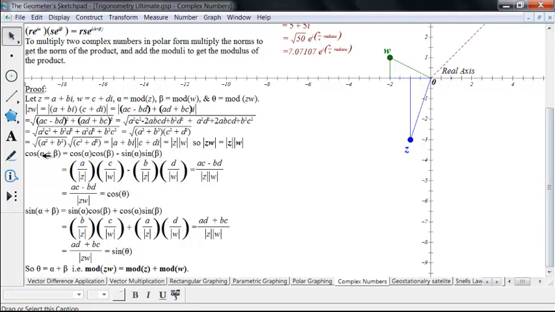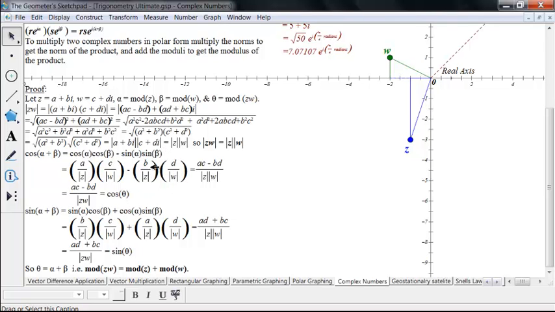So I'm going to add the angles alpha and beta together and find their cosine. So we're going to use this identity. Cosine of alpha plus beta is cosine alpha cosine beta minus sine alpha sine beta. Cosine alpha is its x, or its real part, over its absolute value. So it's a over norm of z. Similarly, cosine beta is c over norm of w. Sine of alpha is going to be b over the norm of z, and sine of beta is going to be d over norm of w.